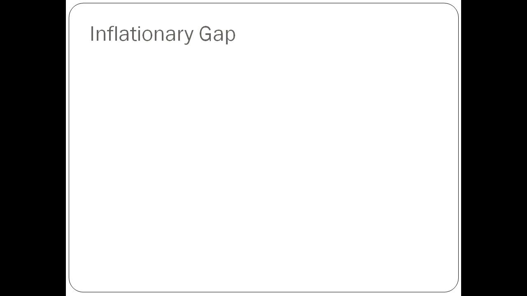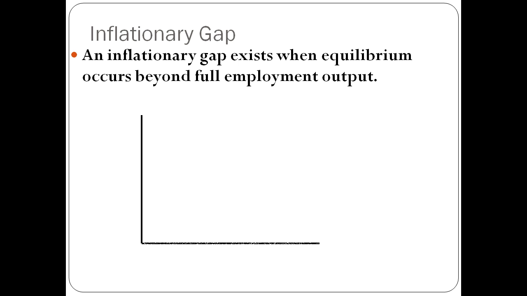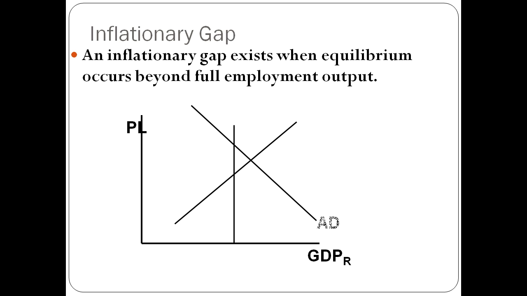Now, another problem you can have in an economy is inflation. If you have inflation, you're going to have what's called an inflationary gap. An inflationary gap is going to exist when equilibrium occurs beyond the full employment output. If we look at this AD-AS graph, you can see that aggregate demand and short-run aggregate supply are intersecting beyond full employment output. Where they intersect, we have an equilibrium price level and an equilibrium output. Your output, in this case Y, is beyond full employment output, and you can see the price level there as well.